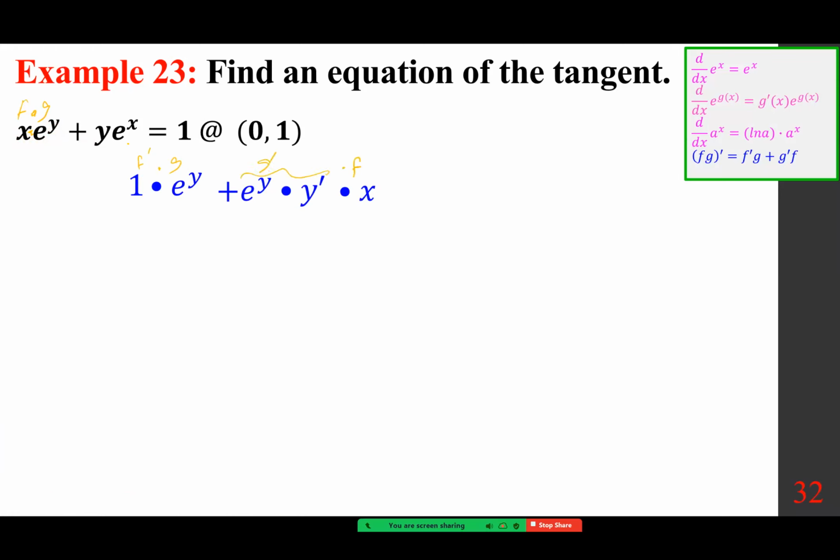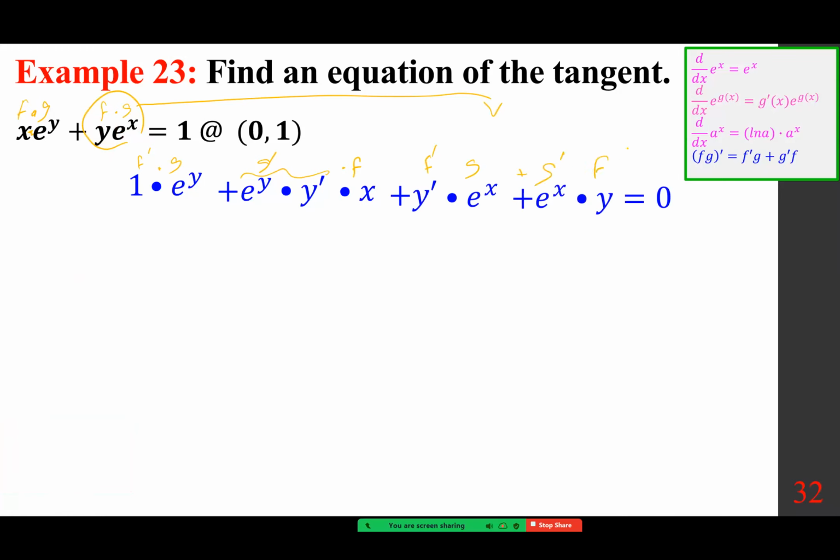We do the same thing here. Again, if I call this f and g, the derivative of y is y prime or dy/dx times e to the power of x, plus the derivative of e to the power of x, which is itself, times y. According to that, again for this one, we have f prime g plus g prime f.